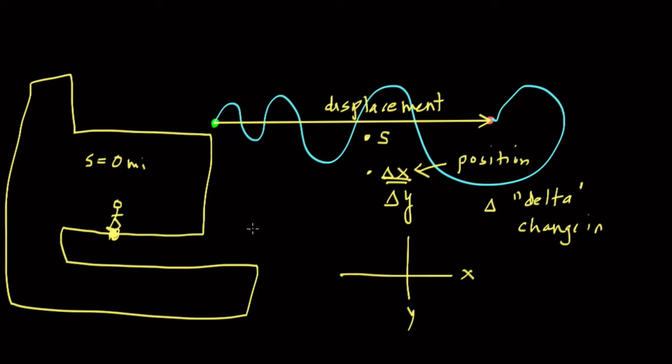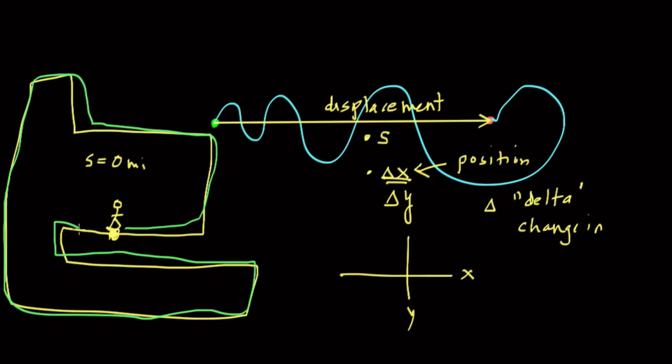If you went for this run, let me just get a different color here, and you followed the same path, and you ran this whole distance and you stopped right here, maybe 10 feet away from where you started, your displacement would be 10 feet to the left. It wouldn't matter. You don't take into consideration the rest of this path you took. All you care about with displacement is where did you start and where did you end. And that is all that matters with displacement.